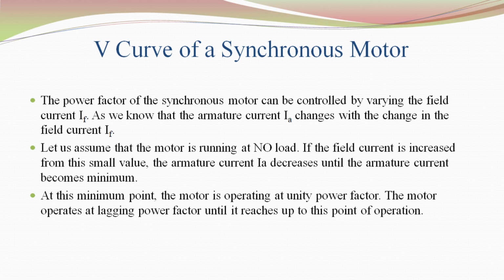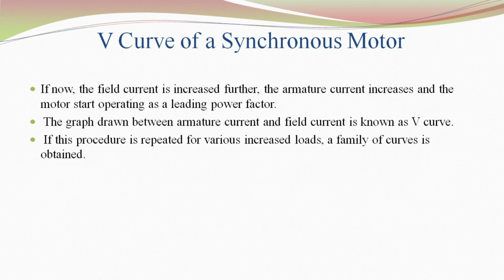So armature current IA will change with the change in the field current. So in today's topic, as field current changes, armature current will also change. Let us assume that the motor is running at no load. If the field current is increased from a small value, armature current will decrease until it becomes minimum. At this minimum point, the motor will be operating at unity power factor, and the motor will operate at lagging power factor until it reaches this point of operation.